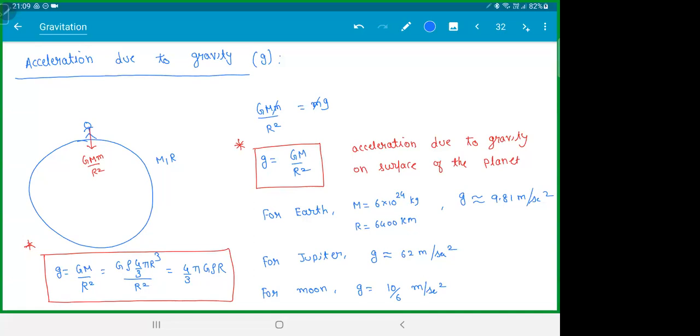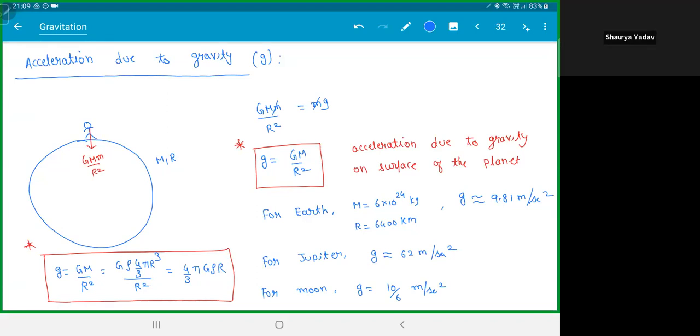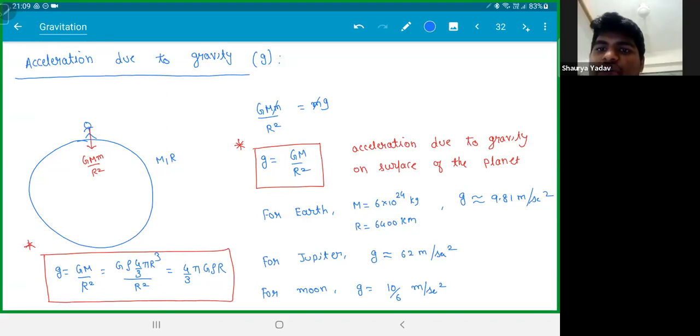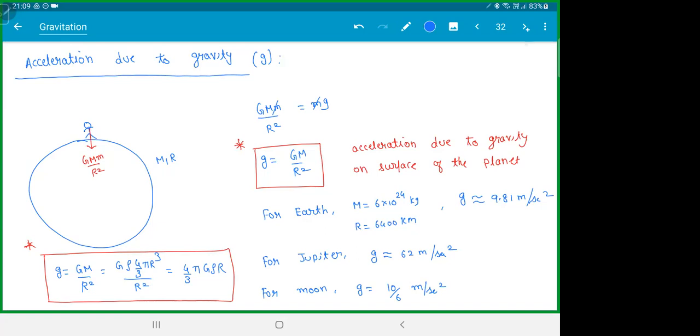Clear? Let's see our question. Sir, what was that bigger G value for? 6.67 into 10 power minus 11.